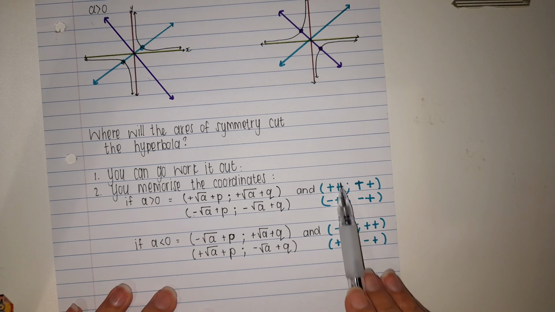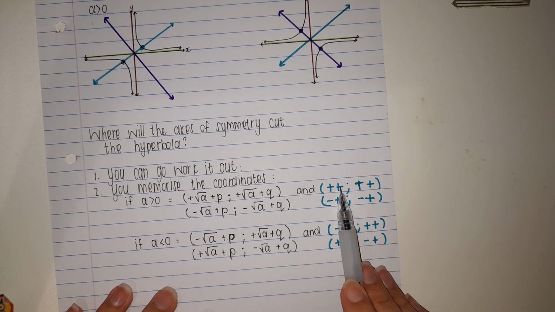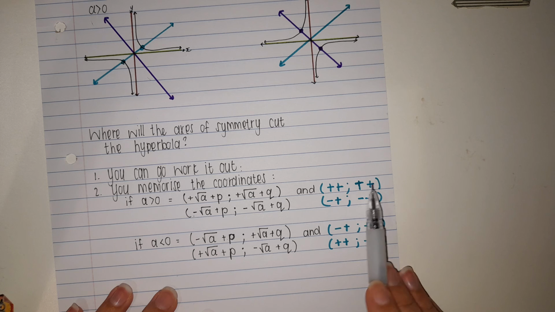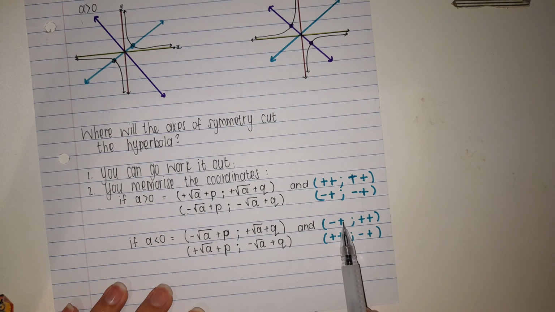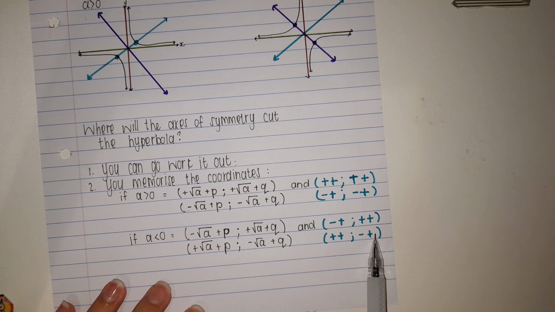I made a little cheat note here on the side saying that for my first value, if A is bigger than 0, I have positive, positive, and for my y, positive, positive. For my second one, I have negative, positive, negative, positive. Then if A is smaller than 0, I have a negative, positive, positive, positive, and a positive, positive, negative, positive. If you want to remember it that way, because I know each time I start with root A and P, and I start with root A and Q.